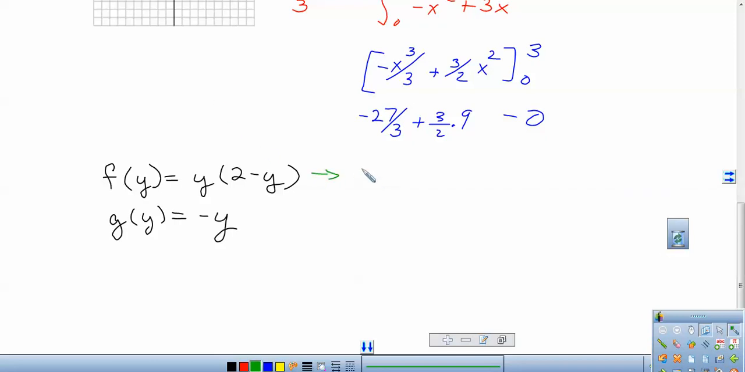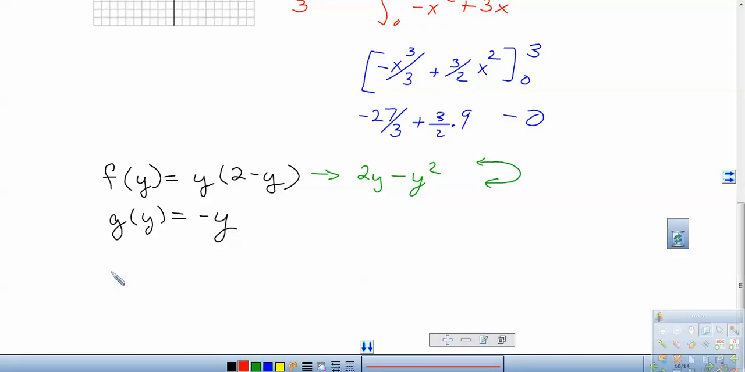First of all, I'm going to rewrite this as 2y minus y squared. And because y is squared, it means it's a parabola, but it actually opens to the left. Remember, when the y is squared, they either open left or right, and this one opens to the left because this is negative. And here, g of y is just negative y, so it's going to be a line. It's just a little weird to graph.